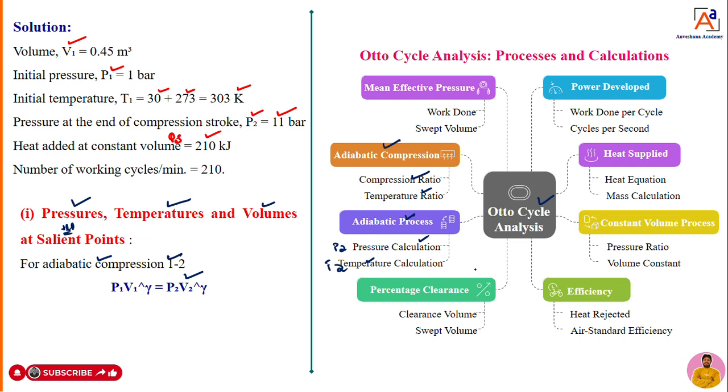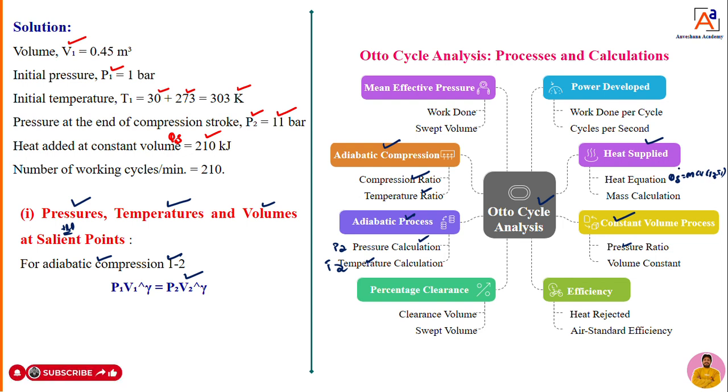Once the compression ends, we are going to supply a certain amount of heat at constant volume. That means a constant volume process comes, and we can use the pressure ratio equation. Heat is added at constant volume, that is heat addition, so I can write the equation Qs is equal to m into Cv into T3 minus T1.